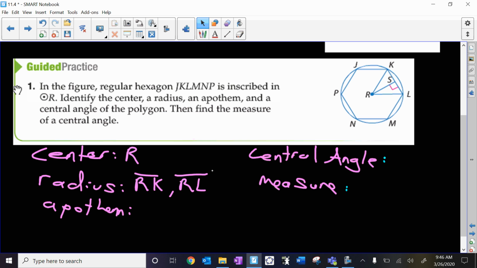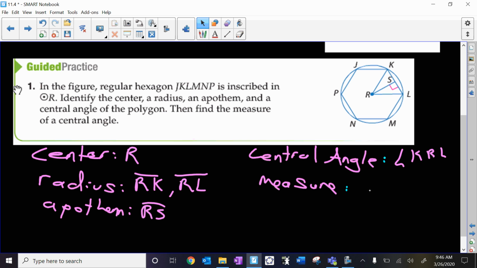The next is the apothem. Remember, the apothem is the height of the triangle, which in this case is RS. Your central angle, we're going to label it. Your central angle, we're going to need 3 points, which in this case is angle KRL, or you could name it as LRK. You could go backwards.